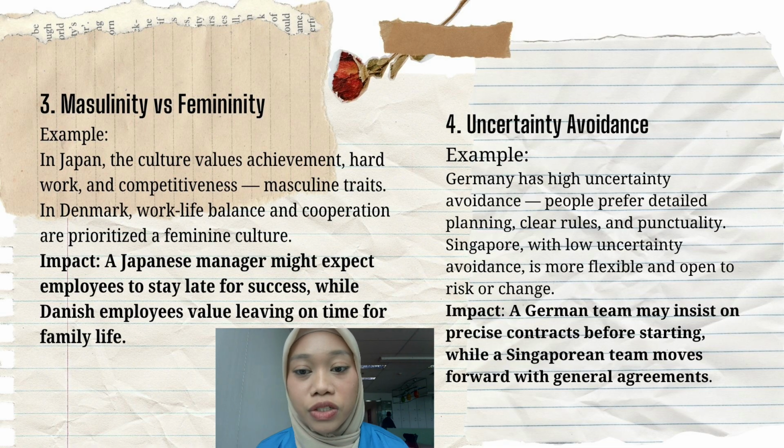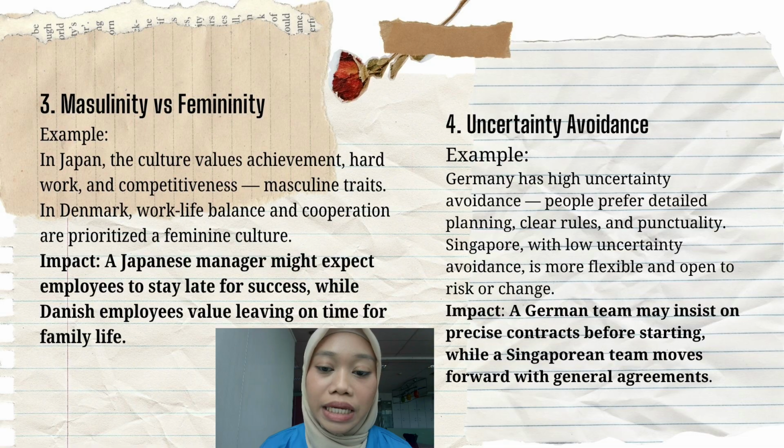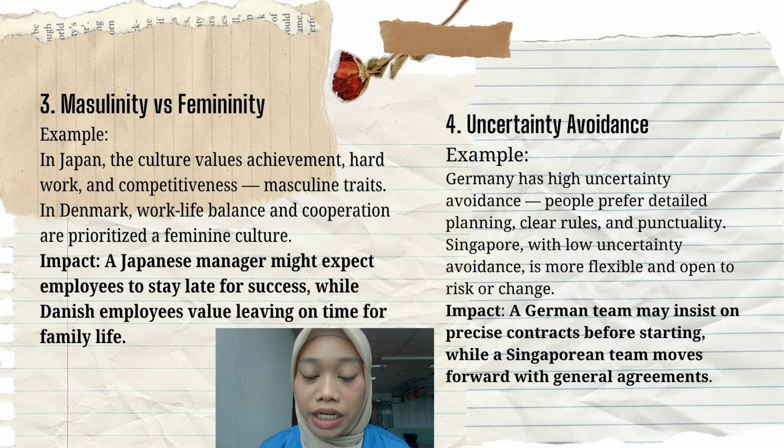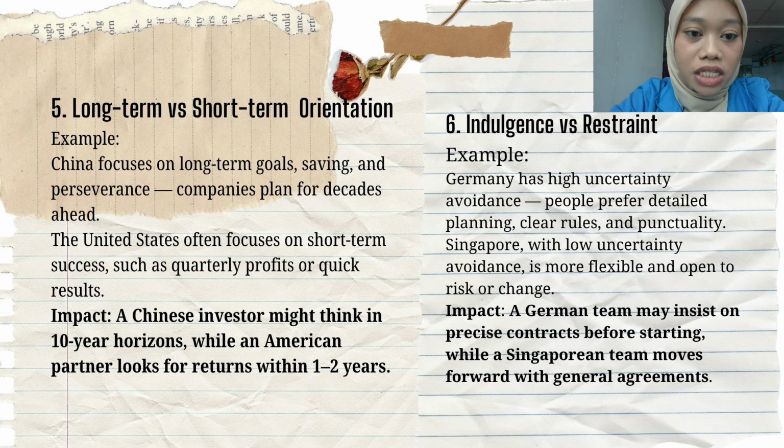This is from Germany, which has high uncertainty avoidance, so people prefer detailed planning, clear rules, and functionality. But Singapore, with low uncertainty avoidance, is more flexible and open to risk or change. What's the impact? A German team may insist on precise contracts before starting, while a Singaporean team moves forward with general agreements.